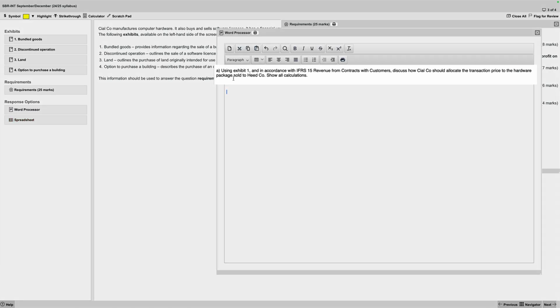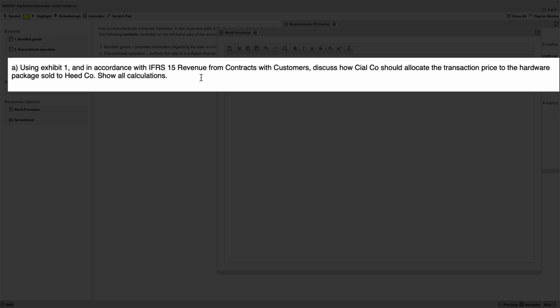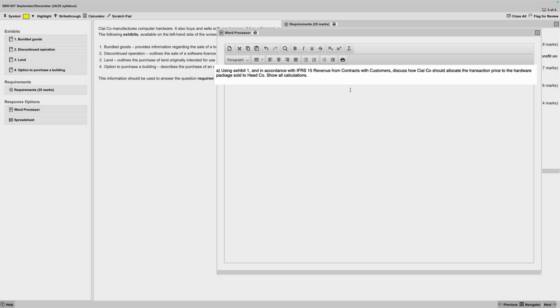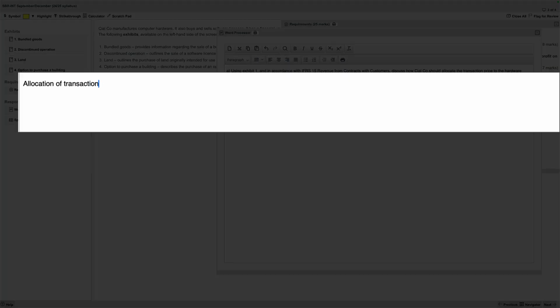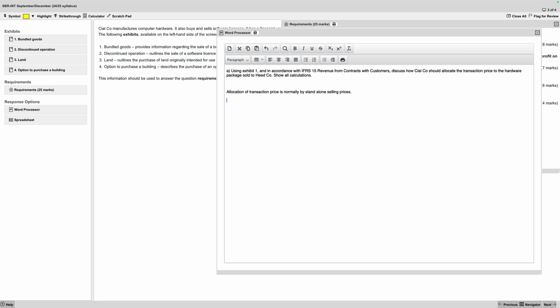Okay, and it says using Exhibit 1 and in accordance with the IFRS 15, discuss how we should allocate a transaction price. Well, discuss. I know how to allocate a transaction price. Allocation of transaction price is normally by standalone selling prices. Got 1 mark out of the 8 already, 3 to go, and I pass.